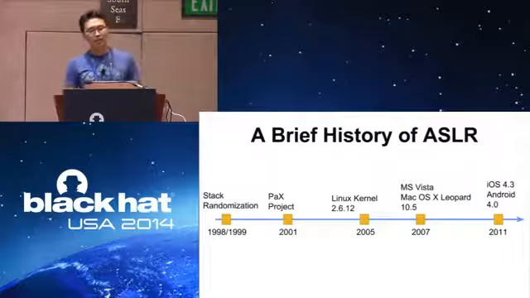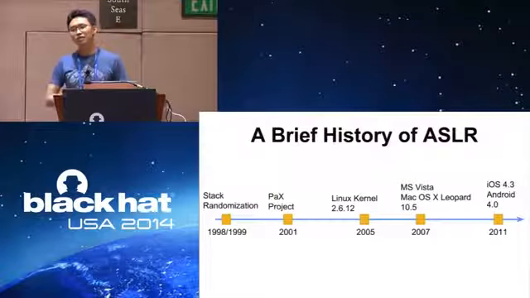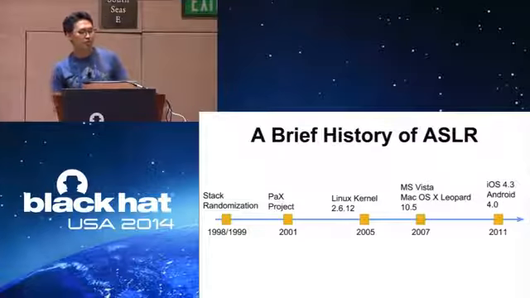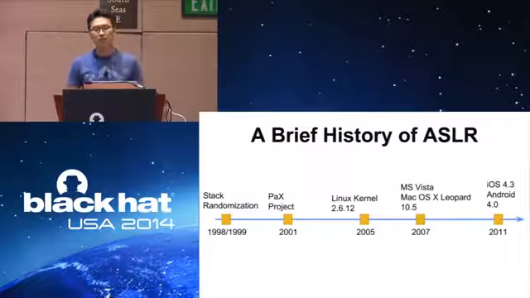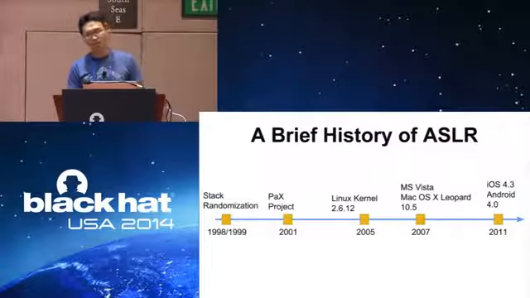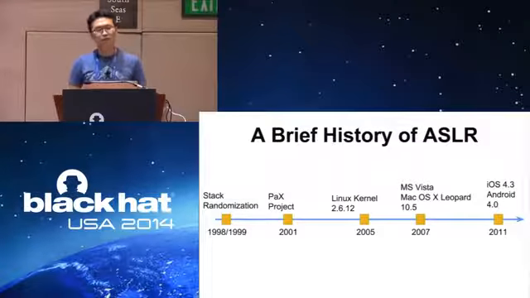So here's the brief history. ASLR was not adopted all at once, because implementing ASLR itself involves computing power. First, stack randomization was introduced, and then there was PaX, and then the Linux kernel mainstream eventually got the ASLR implementation in 2005. After that, Microsoft Vista and Mac OS X Leopard implemented ASLR. Also after that, mobile devices like iPhone and Android started to implement ASLR.